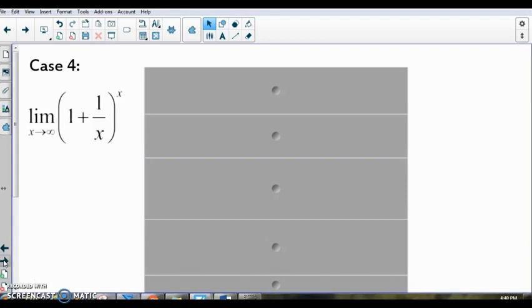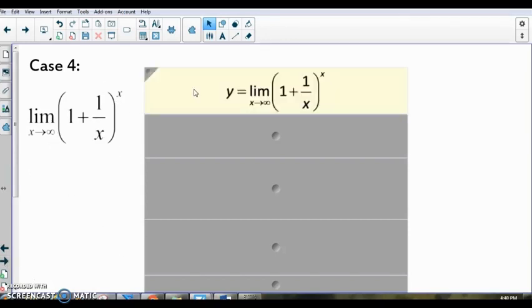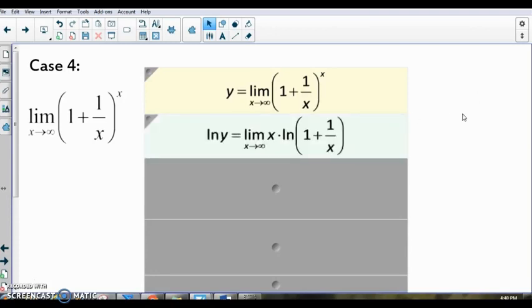So the first thing that you want to do is set the limit part, the whole thing, equal to y. Okay, so we're just going to make it be like an equation. So y equals the limit as x goes to infinity of (1 plus 1 over x) to the x. Okay, and now we're going to use logs. So we're going to treat this as an equation, and we're going to take the natural log of the left side and the natural log of the right side.